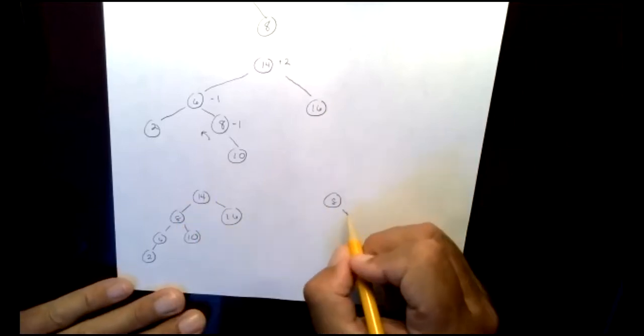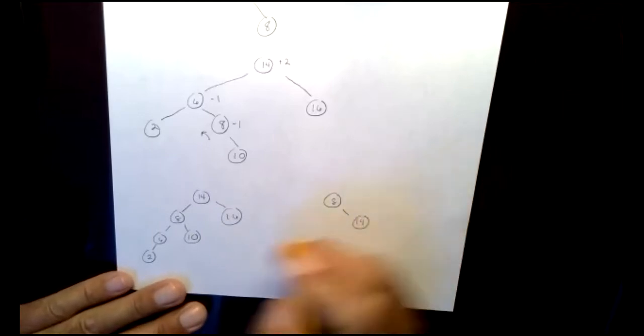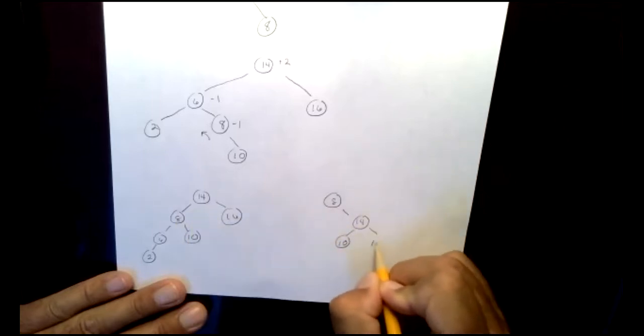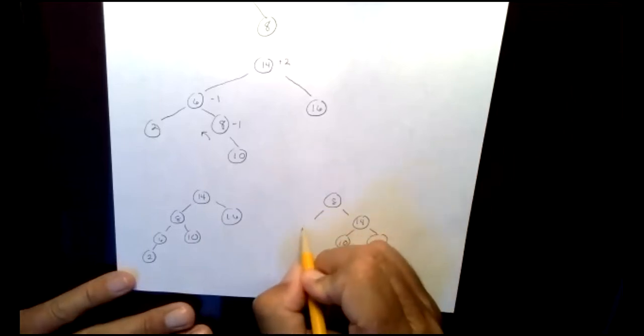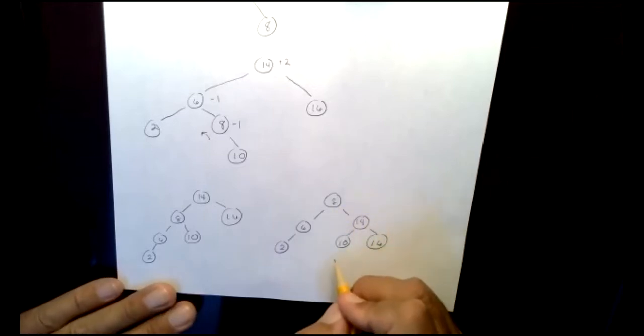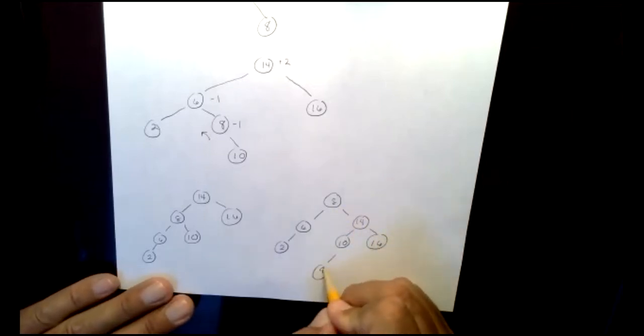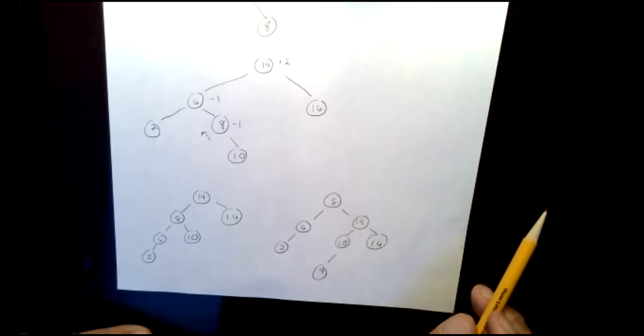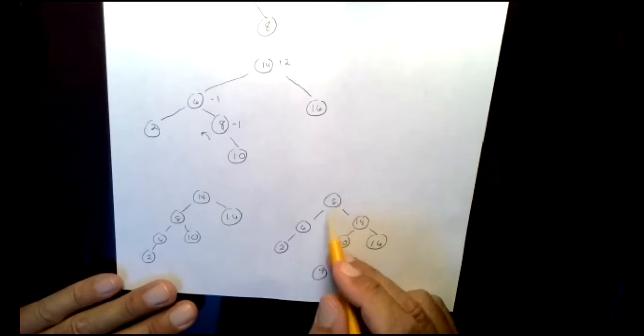So I rotate the 8 up. 14 comes down, which was the parent, and 8's right goes to here. So this is 10. This is 16. This is 6. And this is 2. And my next numbers are 9, which actually ends up down here, which has no real effect. And my last number is 5, which is going to go here, which again, I think my balance factors are still pretty good.